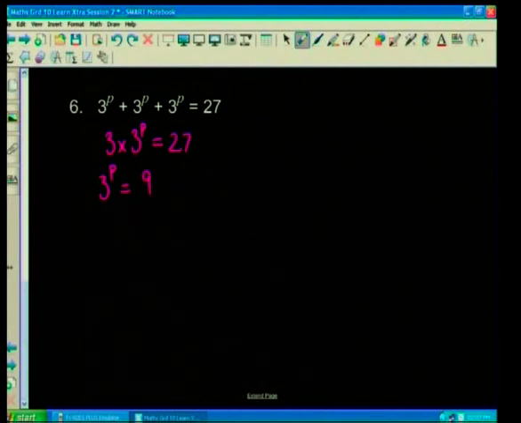Can we solve this equation as it is? Not right now, but we can change 9 to 3 to the power of 2, which of course means our bases are the same, meaning that logically our exponents are going to be equal. Therefore, p is equals to 2.